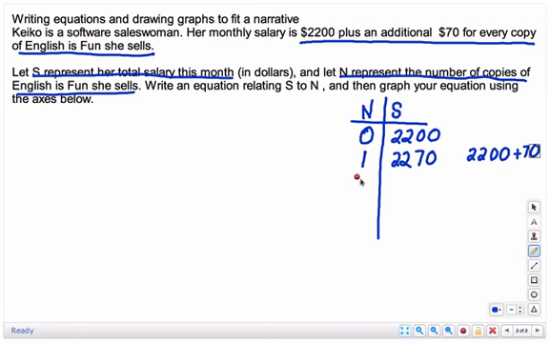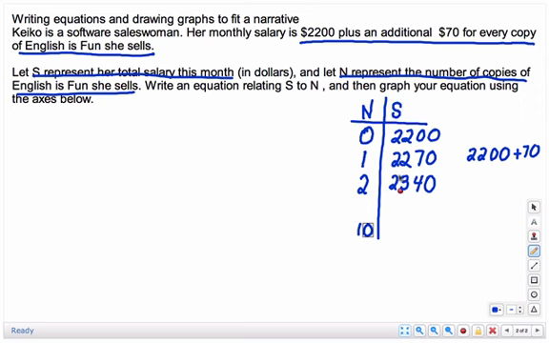Well, what happens if she sells 1 more than that? So she sells 2 of them. Well, then you're going to add 70 on to that again. So that's going to be $2,340. Okay, so you can see the process here. You could keep going, or you could just say, okay, what happens if I pick 10? I like to pick 10 a lot of times, because 10's a good number to calculate things with.